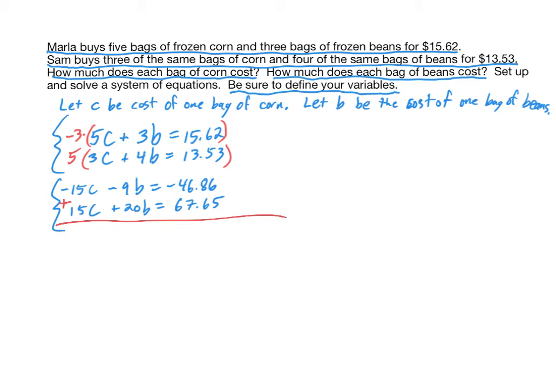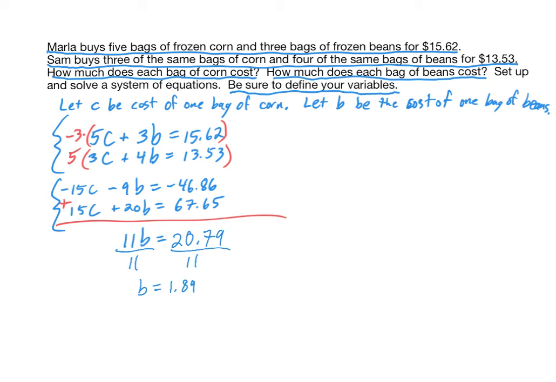So we've got -15C plus 15C is 0C. 0 times C is 0, so we're not going to add on 0, so I'm not even going to write that. -9B plus 20B is 11B. And negative 46.86 plus 67.65 is 20.79. Now to complete this, we need to divide both sides by 11. 20.79 divided by 11 is 1.89. So B is 1.89. Don't forget, we also need the value of C, so we're not done yet.